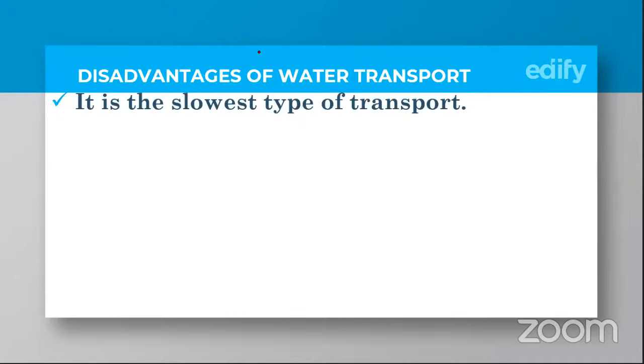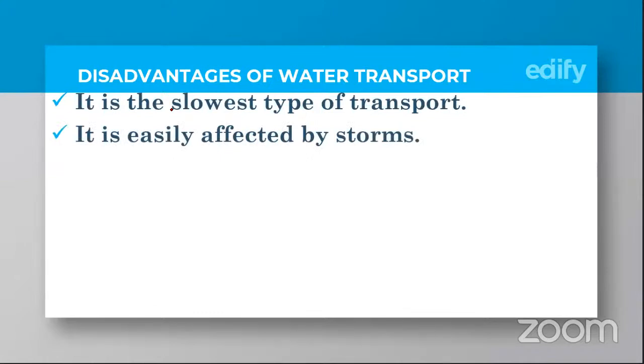So the people I have mentioned are trying to give the disadvantages. Jugs, which kind of jugs? You can say glass jugs, or clay jugs, ceramics, those are the things. So people are trying to give the disadvantages, but I want to guide you that water transport is the cheapest. So it can't again be expensive. The only problem is that it is slow. It is the slowest type of transport. That's a disadvantage. It is easily affected by storm. Somebody mentioned that. Easily affected by storm, heavy wind.